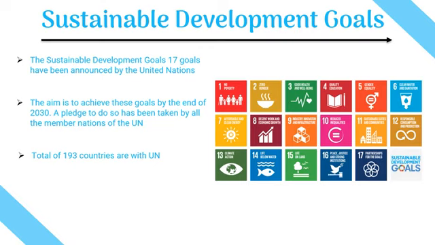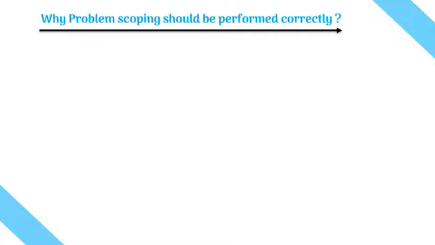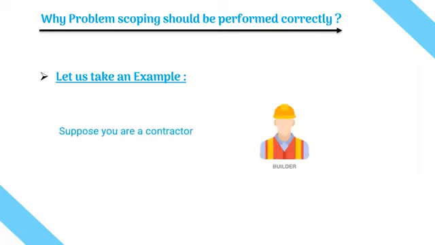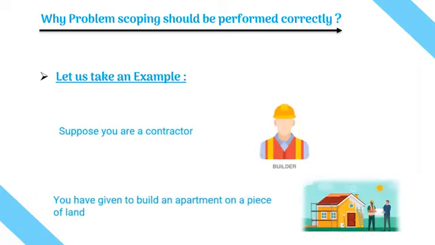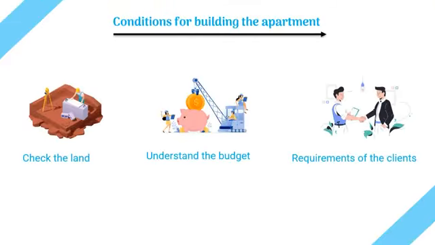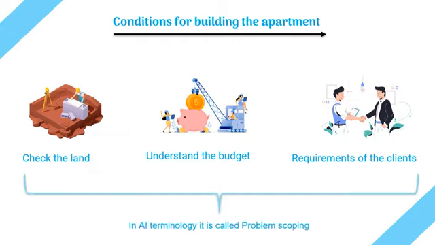Okay, let's continue. As I said, problem scoping is the first and elementary stage of the project cycle. If this stage is not performed correctly, then the whole project will be a total fail. But the question which arises here is why? So let's take an example to understand this. Suppose you are a builder and you are given a contract to create an apartment on a piece of land. The first thing you will do is to check the land, understand the budget and the requirements of the client, which in AI terminology is called problem scoping or understanding the problem.